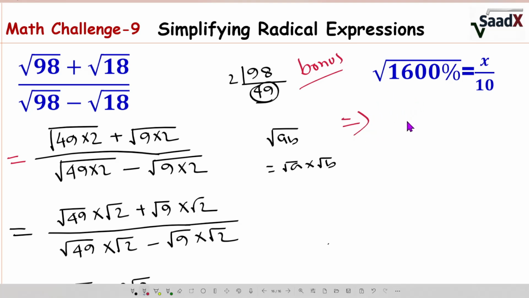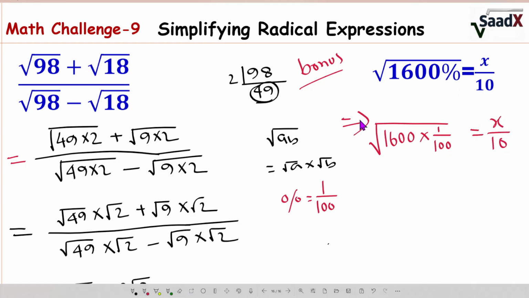Small math, never neglect. So square root of 1600 percent equals x by 10. So we know percentage we can write as 1 by 100, right? Similarly, this one we can write: here is square root 1600 times, for this percentage we can write 1 by 100, right, equals x by 10, okay.